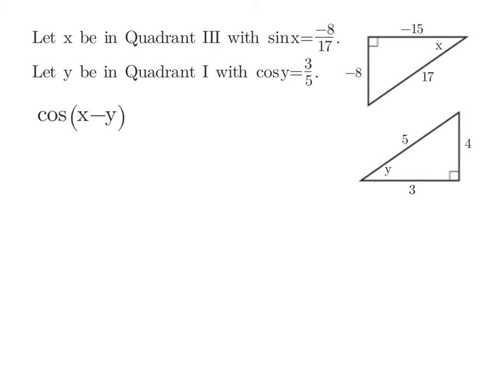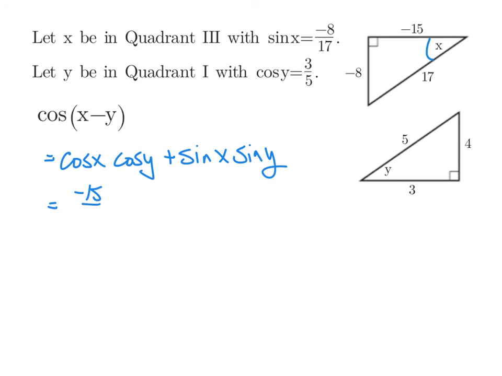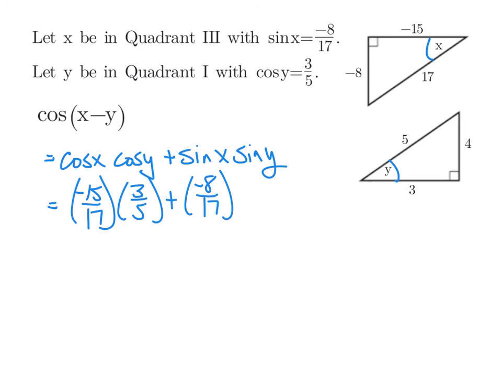For a little more practice, let's do it again with cosine. The difference identity for cosine is cosine x cosine y plus sine x sine y. Next, we plug in our values. For angle x, the cosine is negative 15 over 17. For angle y, the cosine is 3/5. Back to angle x, the sine is negative 8 over 17. And with y, the sine is 4/5.